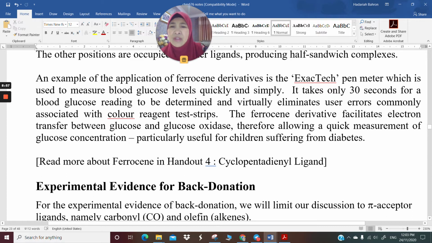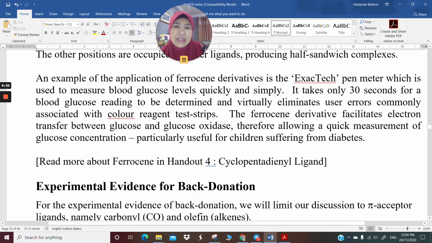An example of the application of ferrocene derivatives is the Exactech pen meter, which is used to measure blood glucose levels quickly and simply. So the derivatives of ferrocene have helped a lot of diabetic sufferers to monitor their blood sugar level. It takes only 30 seconds for a blood glucose reading to be determined, and it virtually eliminates user errors commonly associated with color reagent test strips.